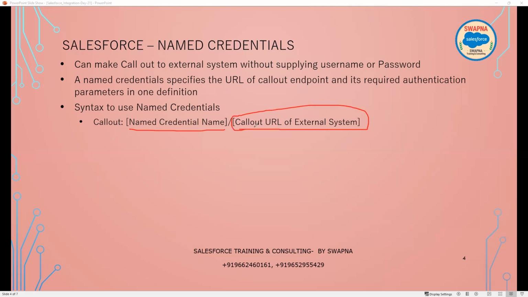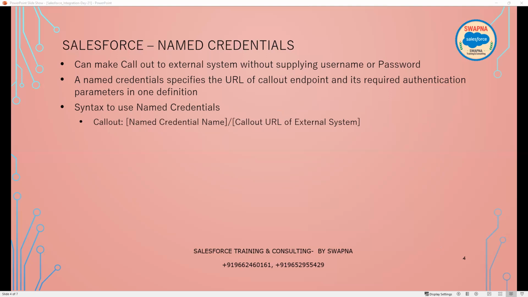This is how we have to mention it. I need not write the 10 lines of code which we used to write for the remote site setting. We just need to use callout, the named credentials name, and then the callout URL of the external system.